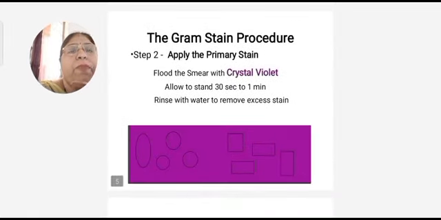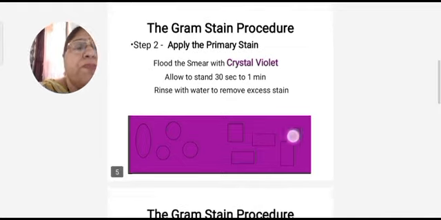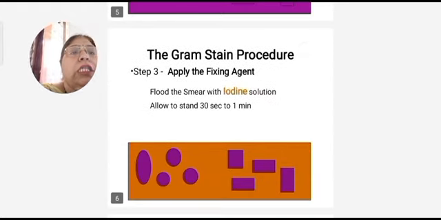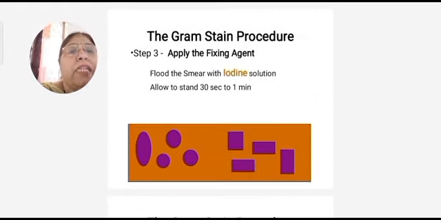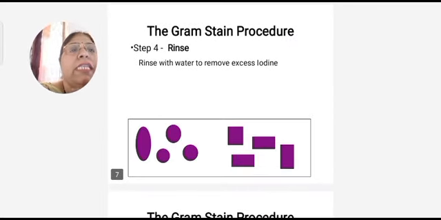The second step is to stain the slide with a primary stain, crystal violet, and then to wait for about 30 seconds to 1 minute. The third step is to add the fixative, which is also known as mordant, and here it is iodine. Flood the smear with iodine and wait for about 30 seconds to 1 minute. The next step is to rinse. Rinse with water to remove excess stain.